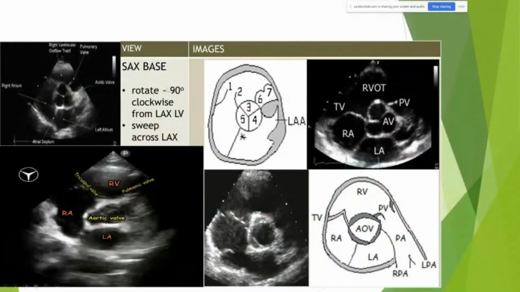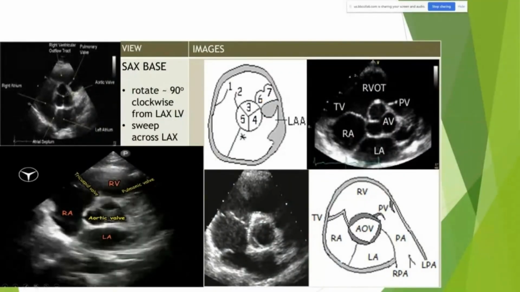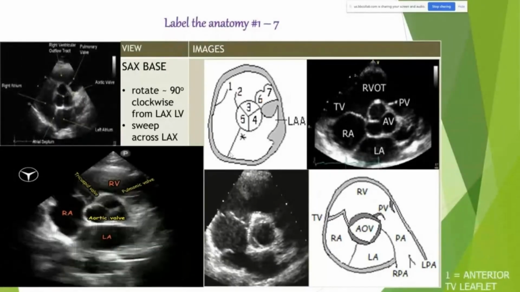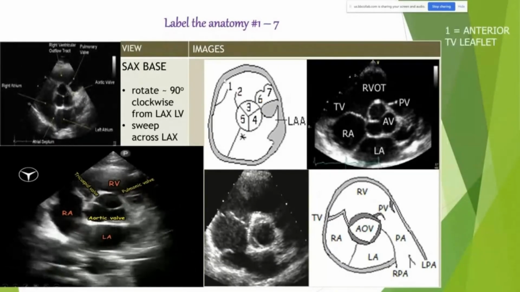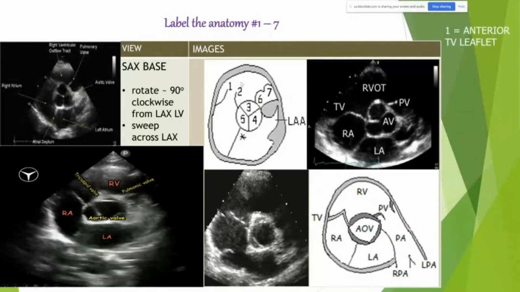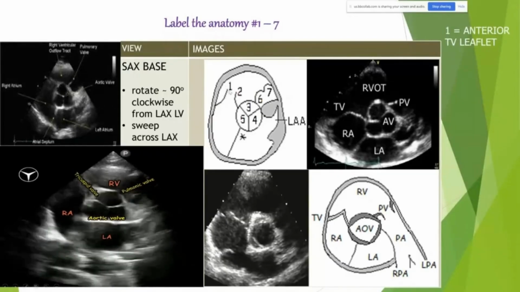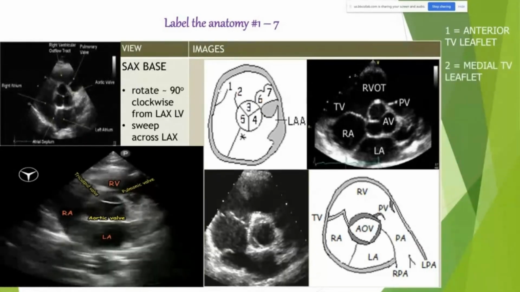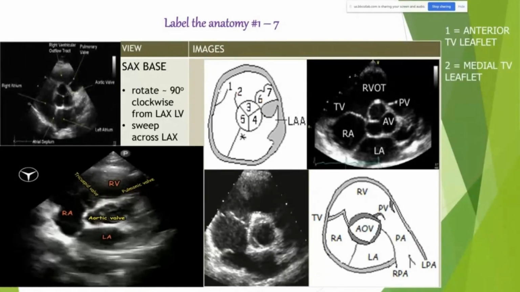When you rotate clockwise 90 degrees, it's going to look like this. Number one, your anterior tricuspid valve leaflet. So if I ever ask you for the rest of your time here, where's that leaflet? Do not tell me you don't know, because it's right here for you. Number two, the medial tricuspid valve leaflet.